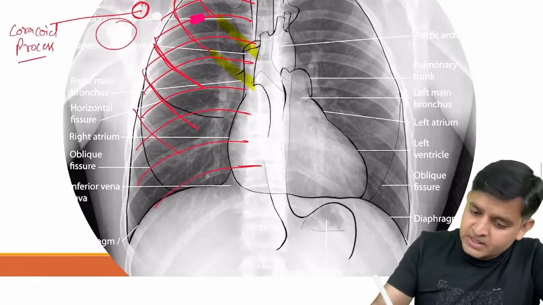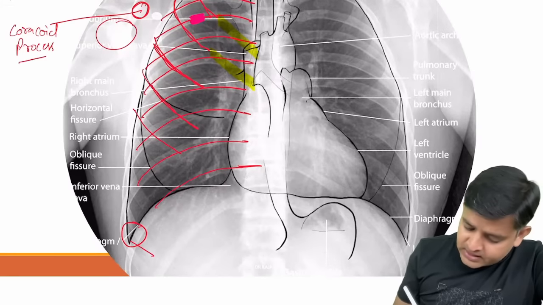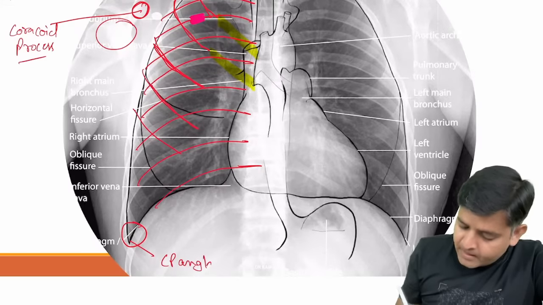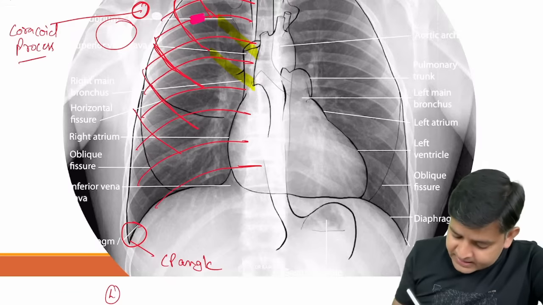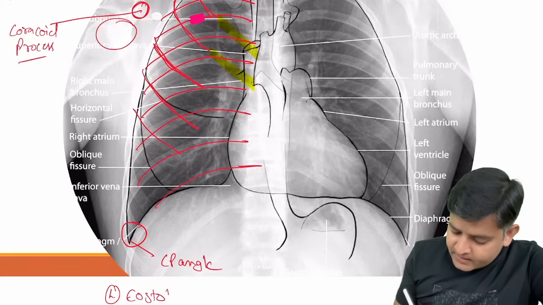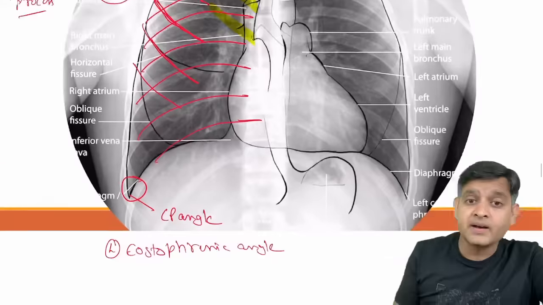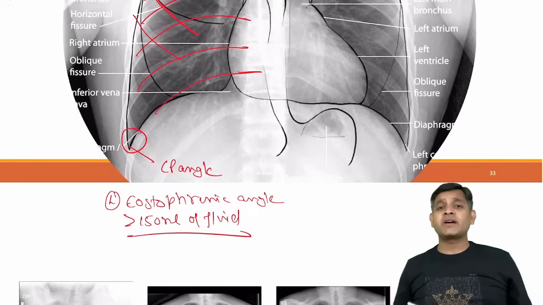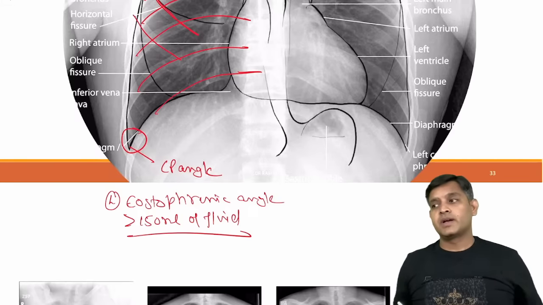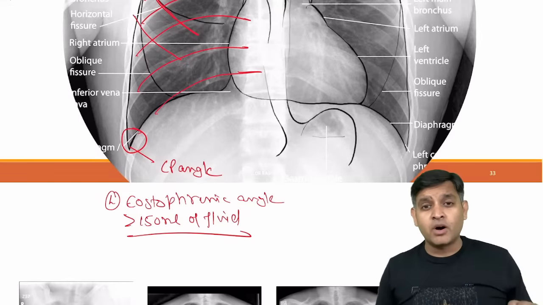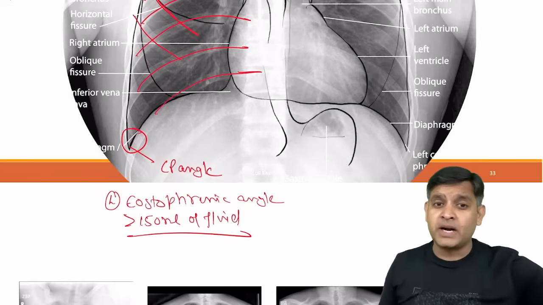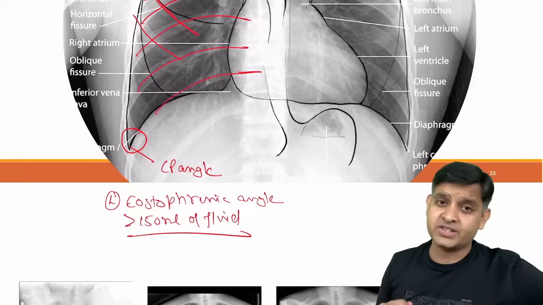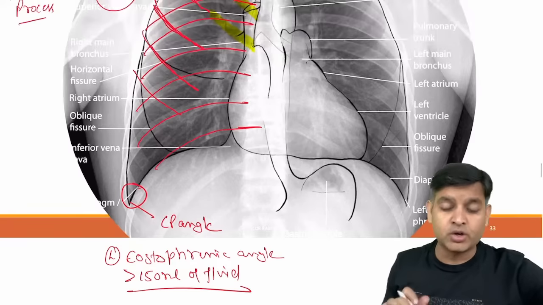Okay, now the point is, please see this. What is this part? This is CP angle. And to be more precise, lateral costophrenic angle. It is not anterior, it is not posterior. It is lateral costophrenic angle. If more than 150 ml of the fluid is present in the pleural cavity, this will be obscured. So that means at least 150 ml of the fluid is required to cause blunting of the costophrenic angle on the chest x-ray. That's a very, very important point that I want you to remember.